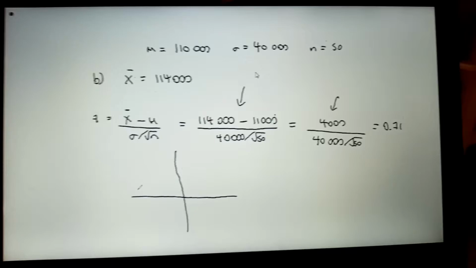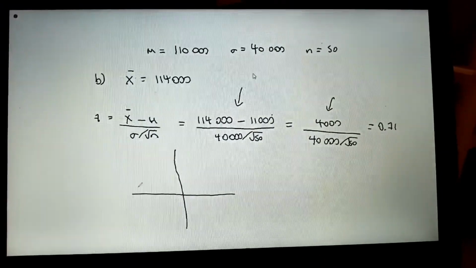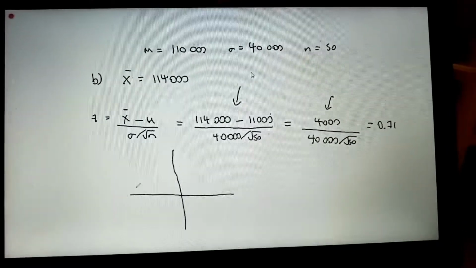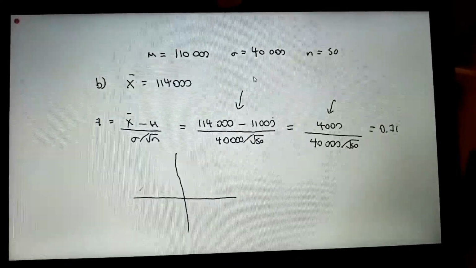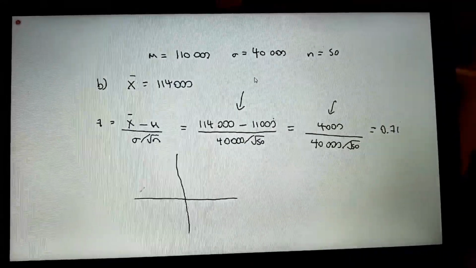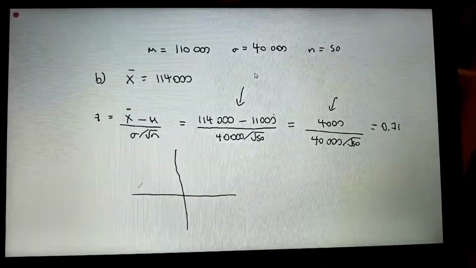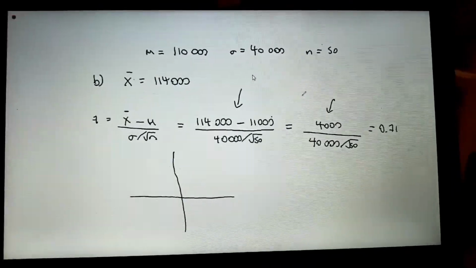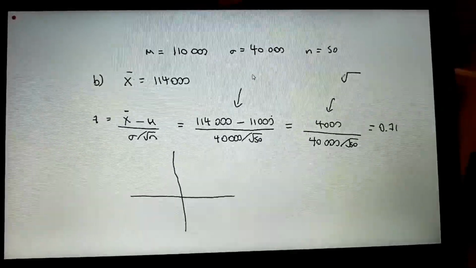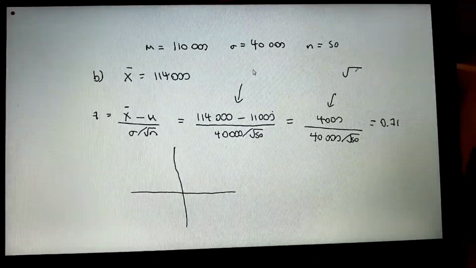Sorry, the getting to 0.71, how would you punch in square root 50 on a calculator to be able to determine that? Oh, sure. So just use the square root button. So it should look like this. So go on your calculator right now, and we'll do this together.